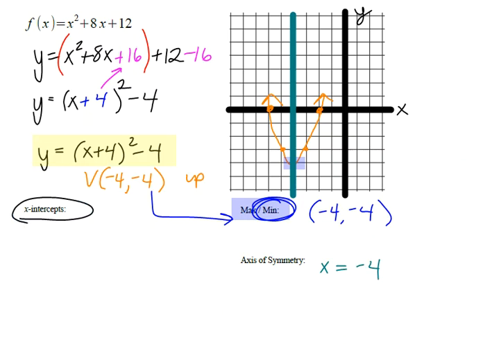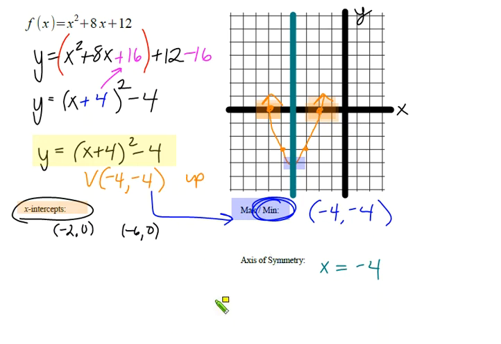Now we could look at the graph and figure out where the x-intercepts are. It would be the places where the graph crosses the x-axis when y is equal to 0. We have two such x-intercepts, negative 2 comma 0 and negative 6 comma 0. But let's say we wanted to solve for those points without using the graph.